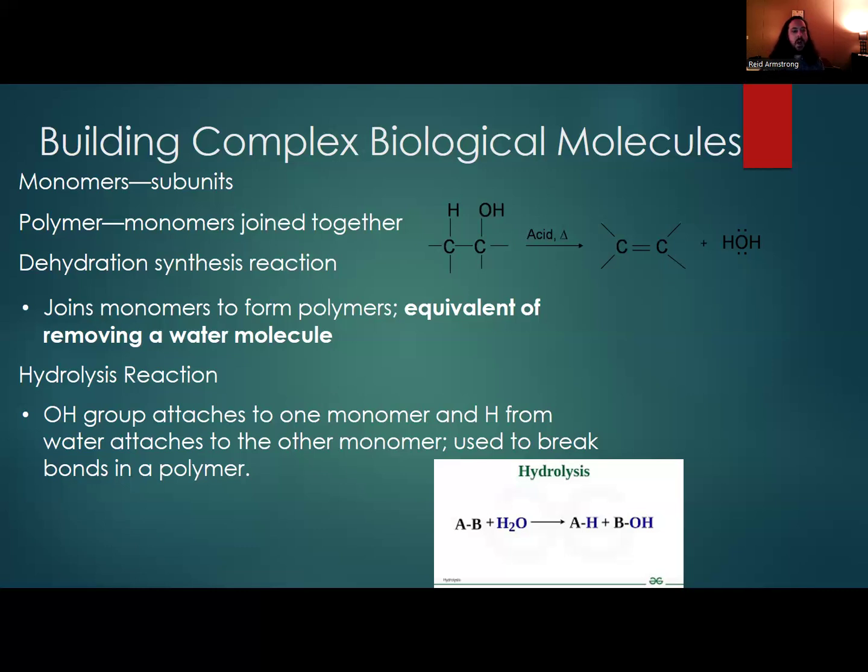A hydrolysis reaction is when an OH group attaches to one monomer and H from water attaches to the other monomer, used to break bonds in a polymer. So this one is you are adding water to break whatever it is.